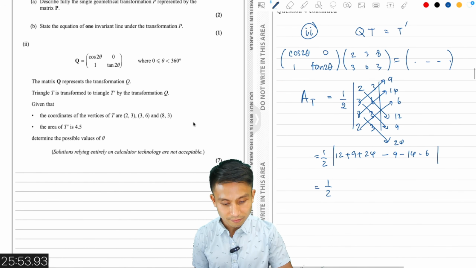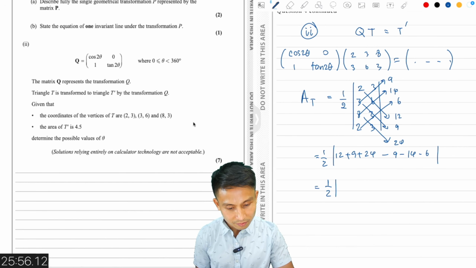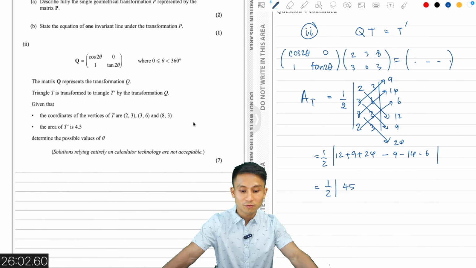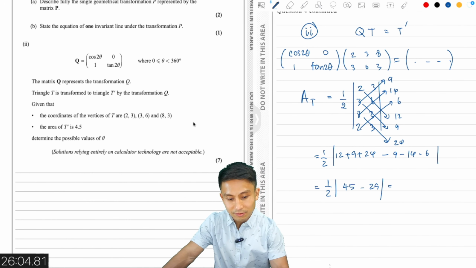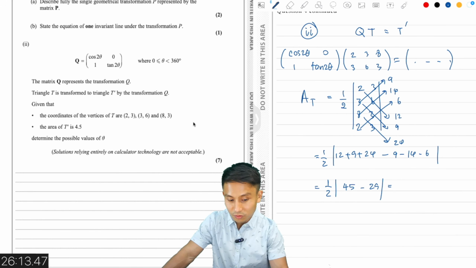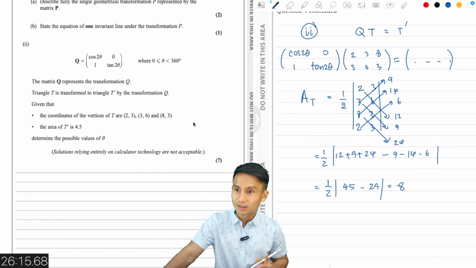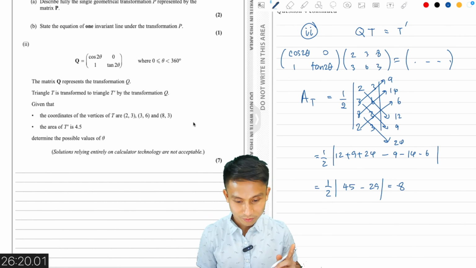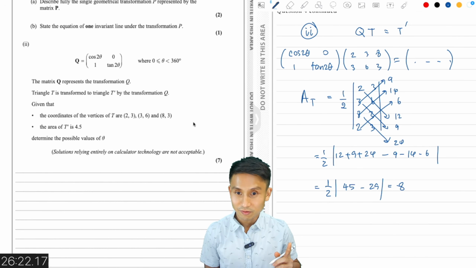So it's 1/2. What is this? 21, 45 there, minus 29, right? So 45 minus 29 times 1/2, I get 16 in the brackets, in the modulus. And then 16 over 2, I get 8. Okay, so 8 is the original area. Let me double check the math there, just in case, yeah? Checking everything I did with the determinant method there.